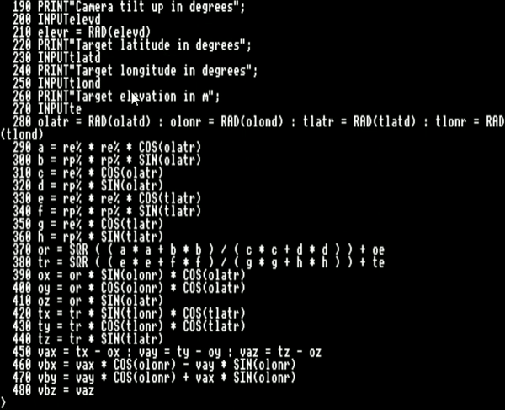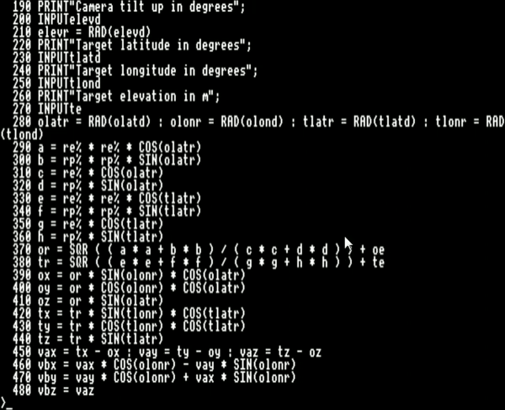Target latitude, target longitude, target elevation. This is converting from degrees to radians for the variables we're actually going to use now. 8 variables: A, B, C, and D for the observer, E, F, G, and H for the target are just these things, which get treated like this.